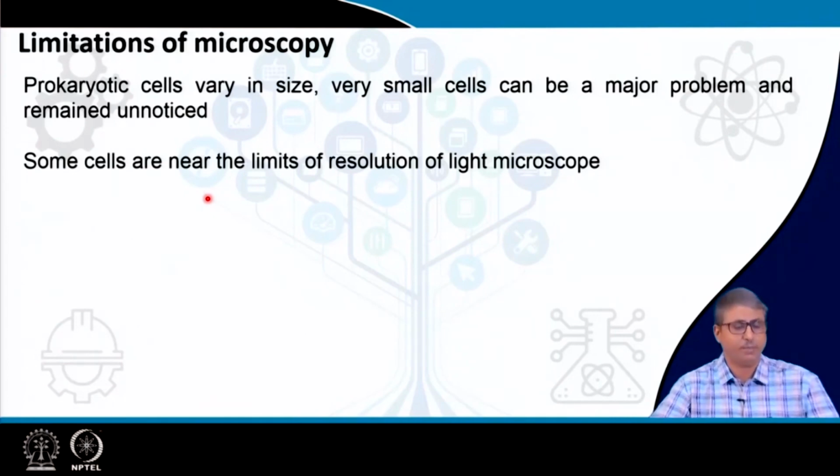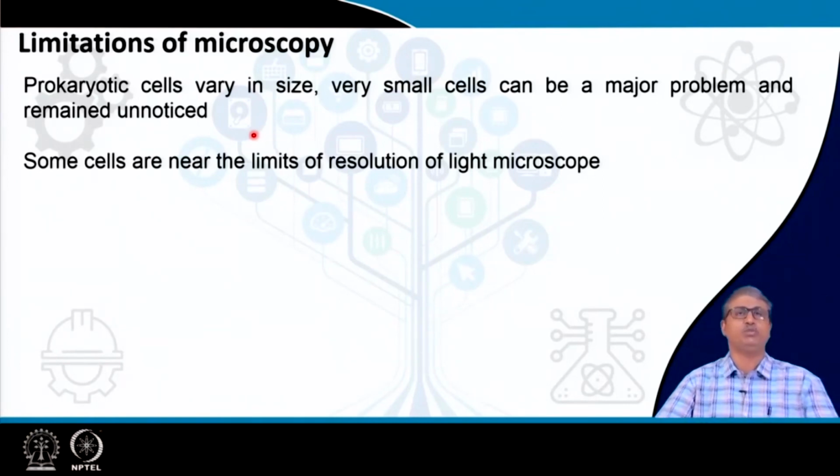So, the general limitation of these microscopies are that the prokaryotic cells vary in size, they could be very small, and these small cells can be a major problem and remain unnoticed, because some cells could be beyond the resolution of this fluorescent microscope. They may take the stain, but they will not appear as a distinct cell. So, we won't be able to see them distinctly.